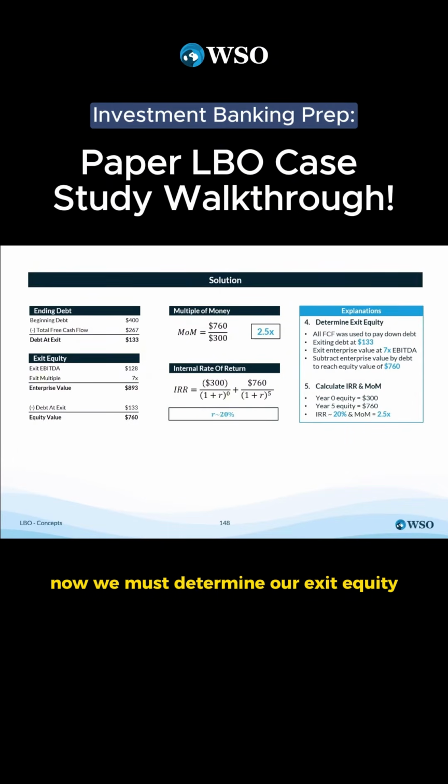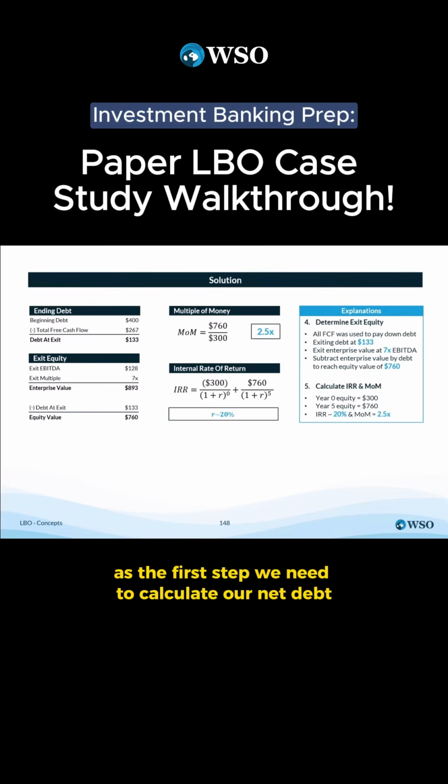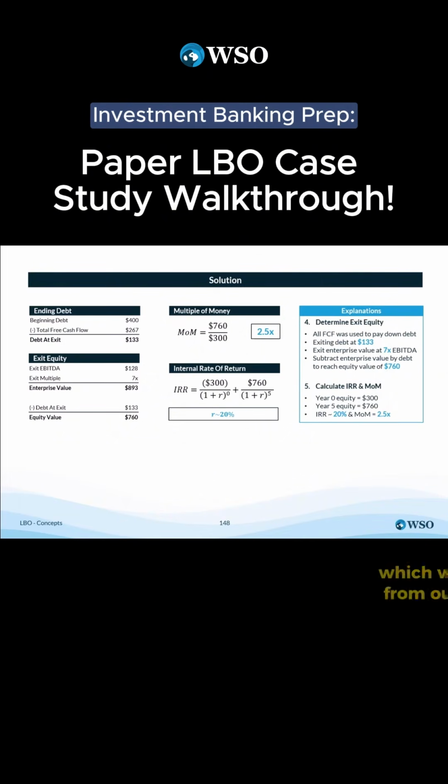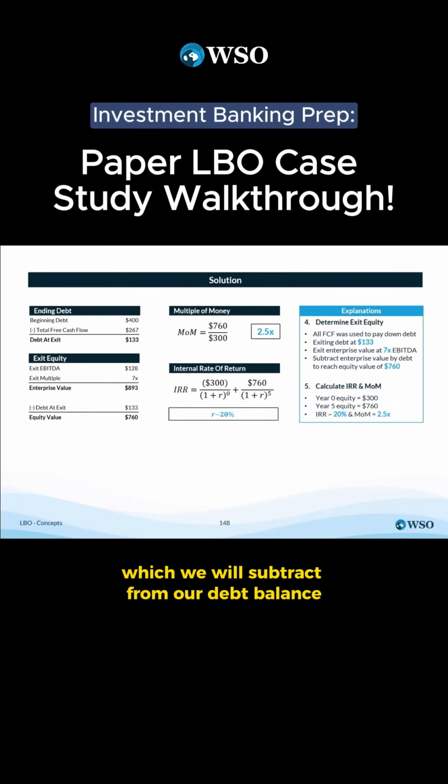Now we must determine our exit equity. As the first step, we need to calculate our net debt. We borrowed $400 to purchase the company. However, we generated $267 of total free cash flow over the hold period, which we will subtract from our debt balance, giving us a net debt balance of $133 at exit.